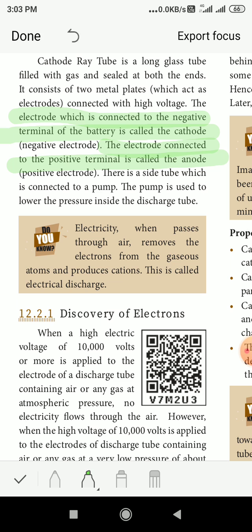There is a side tube which is connected to a pump. The pump is used to lower the pressure inside the discharge tube. So, why is it connected to the pump?